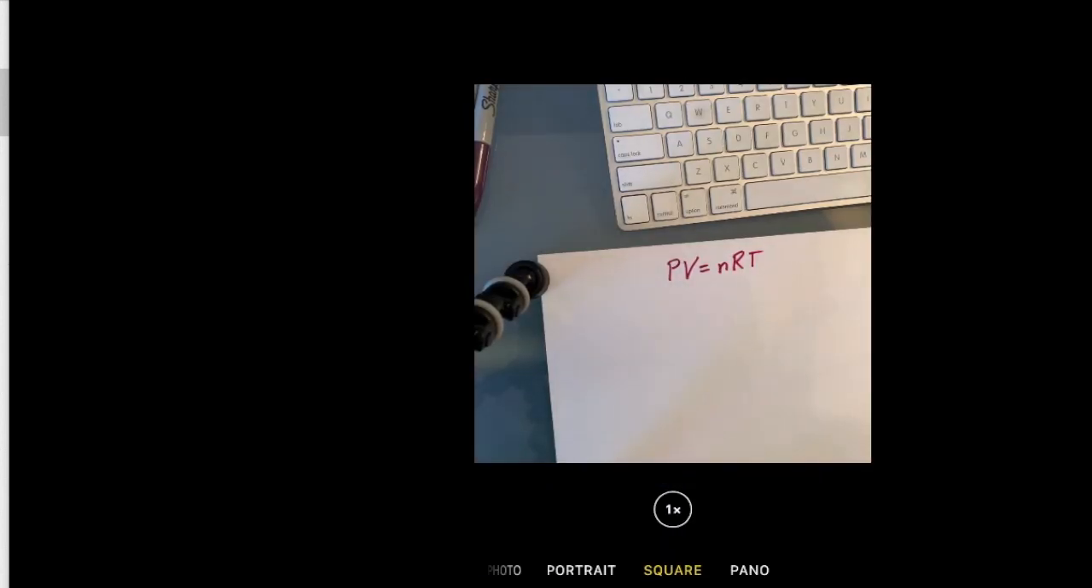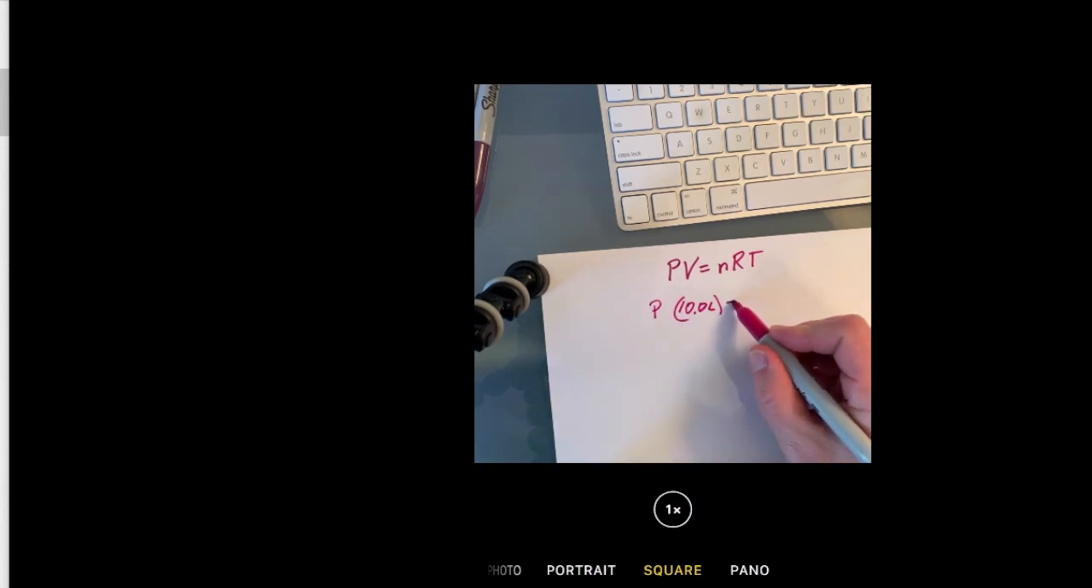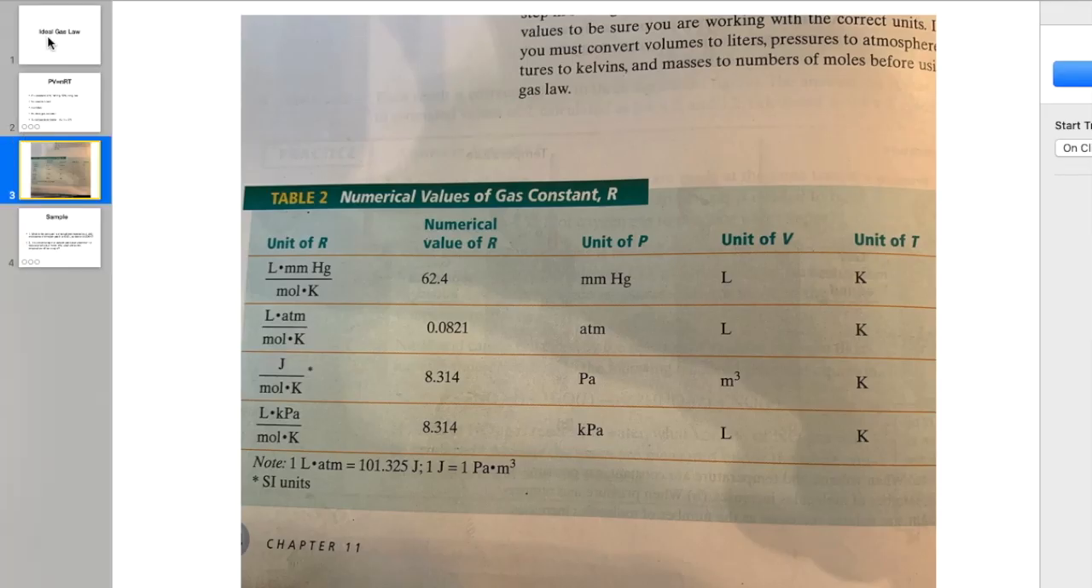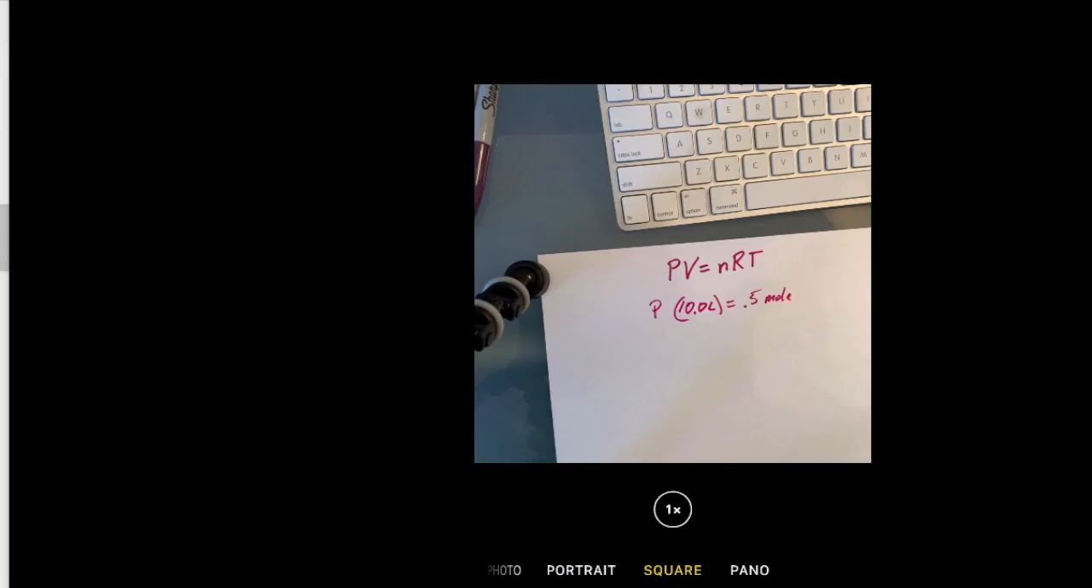My camera went to sleep. How about that? Well, we know that the volume is 10.0 liters. We want to know the pressure. The moles, we have 0.5 moles. Am I correct on that? Yes, I was correct. So we have 0.5 moles.